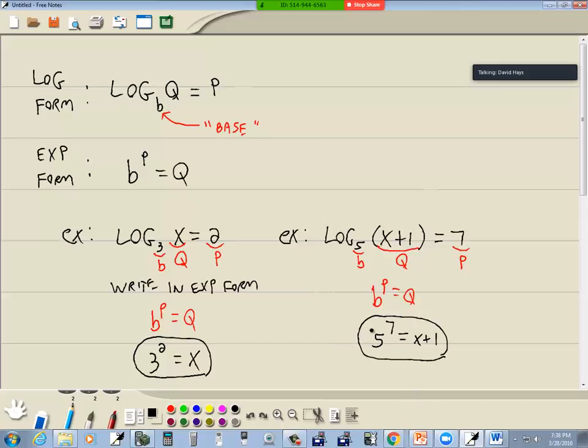And you can probably see where we're going to head with solving log equations. You'll use this technique to rewrite it in this form, and then you'll solve for x. But we'll get to that here shortly. Let me clear those off.